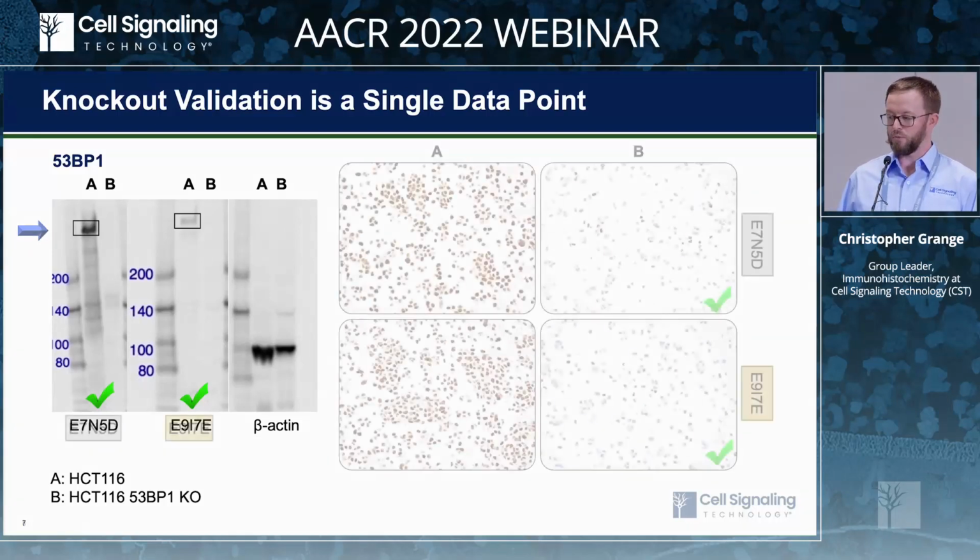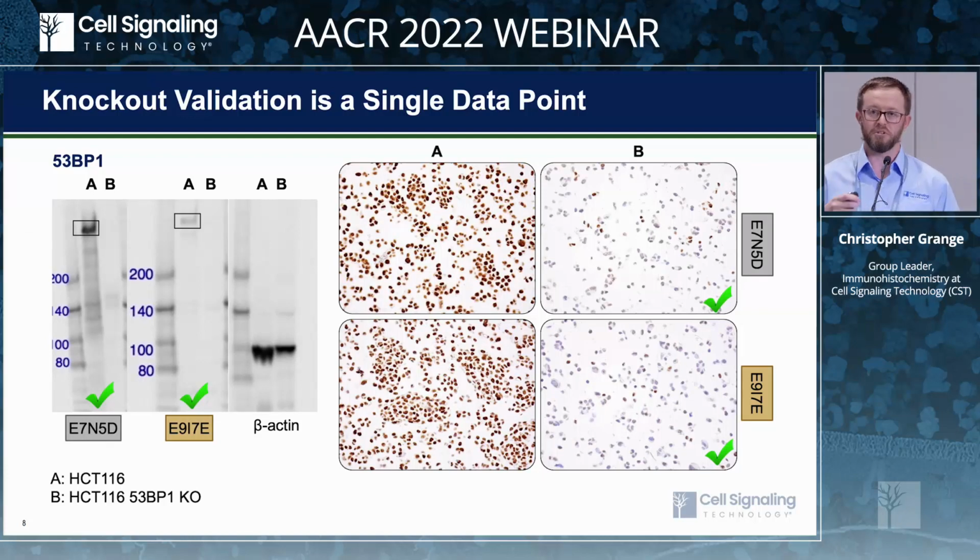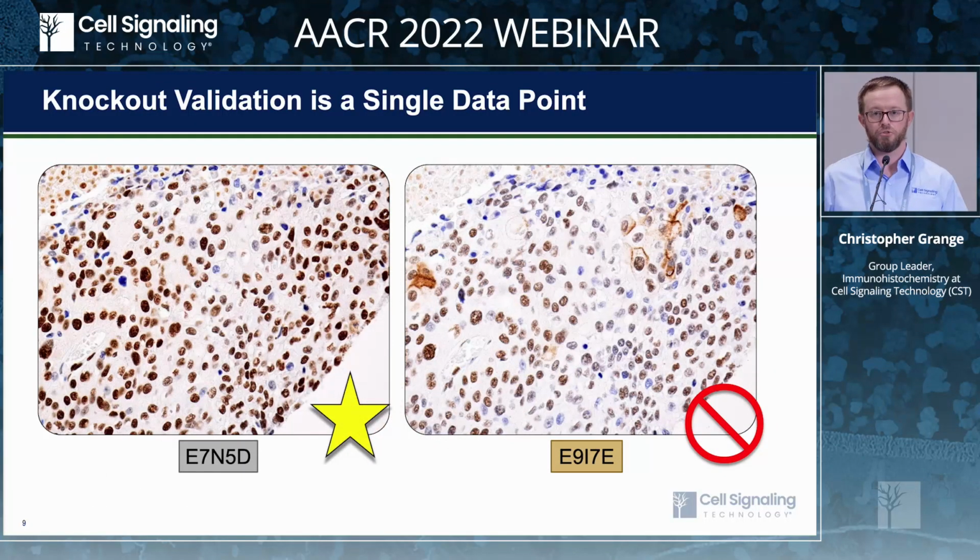Furthermore, we can take those same cells and put them into FFPE cell pellets, and again, we see that both clones pass. So if you are using just this single data point, you might think both of these clones can be used for IHC in FFPE tissues. But when we look at the tissues, you can clearly see the clone on the left has nice, strong nuclear staining as expected, whereas the clone on the right shows weaker nuclear staining with cytoplasmic and membrane non-specificity as well.